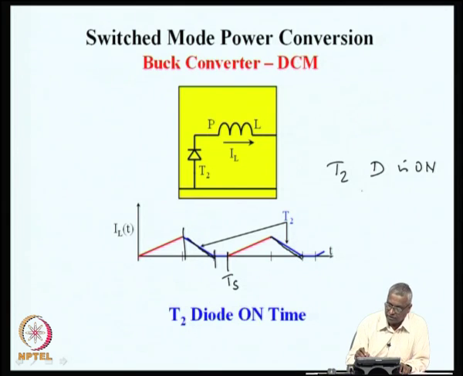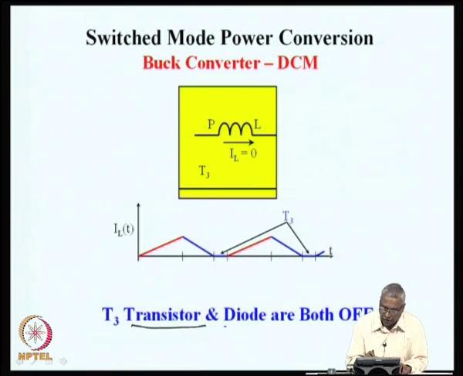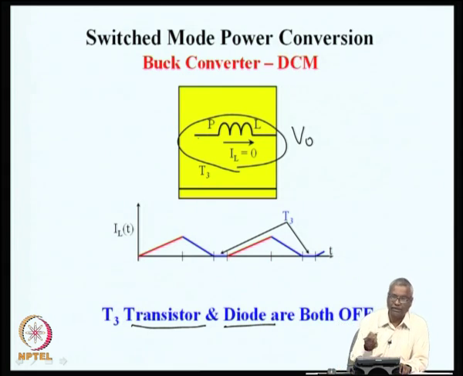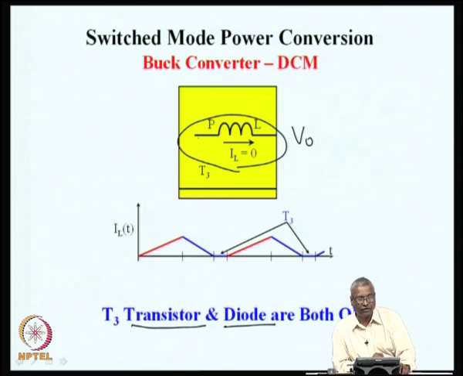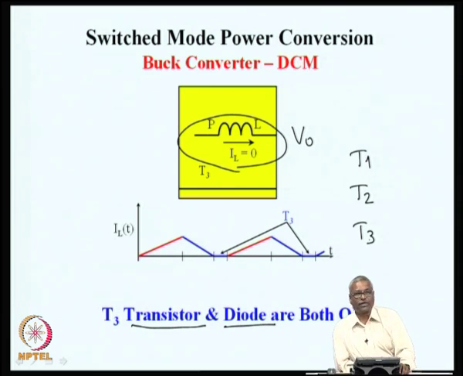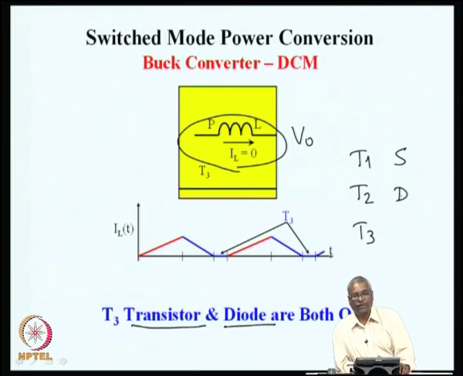So, that being the case, we have a third interval, which is when both the transistor and the diode are off and the inductor is now just floating. No current is flowing through the inductor and the inductor is floating. On one end is V naught, the other end is not connected anywhere and the current through the inductor is 0. This is the third interval, the T1 interval, T2 interval and T3 interval. T1 is when the switch is on, T2 is when the diode is on and T3 is when none of them are on, all of them are off.